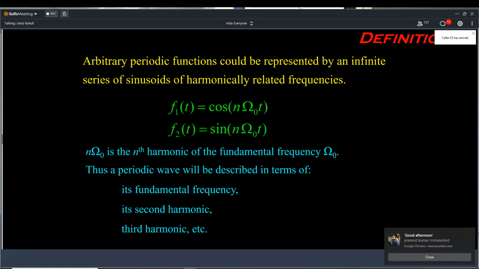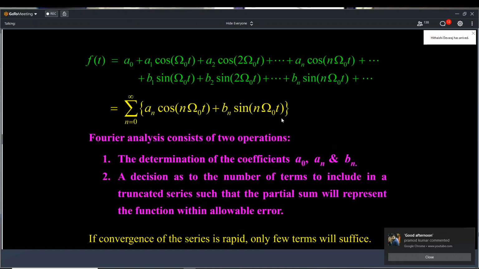Harmonically related means the frequency is an integer multiple of the base frequency, that is n omega 0. So we have the first function, cosine of n omega 0 t, and the second function, sine of n omega 0 t, that everybody knows. The Fourier series representation is given by f of t, where f of t is a continuous time periodic function, expressed as a linear combination.